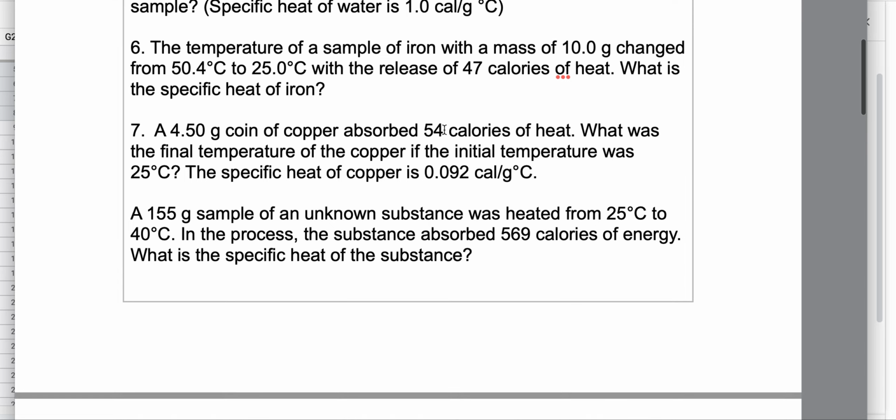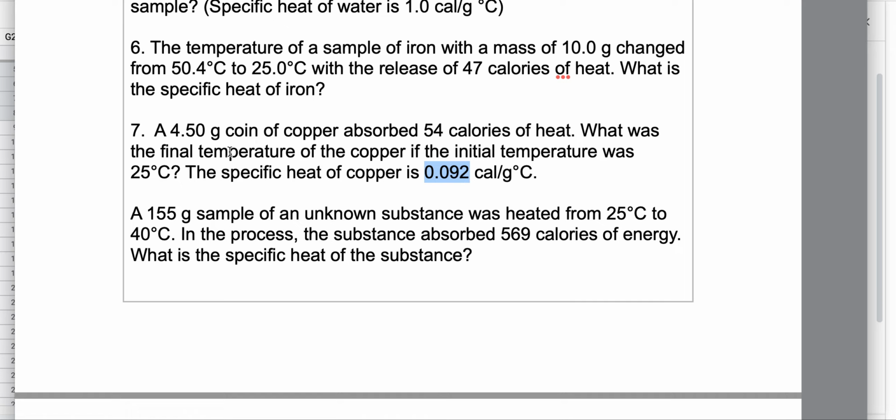I got to take the heat. Here it is, 54 calories divided by the mass divided by the heat capacity, and that's going to give you delta T. Okay, that's the change in temperature.